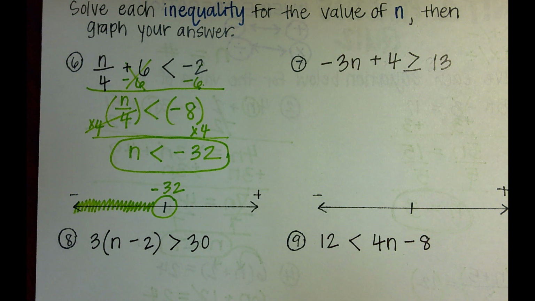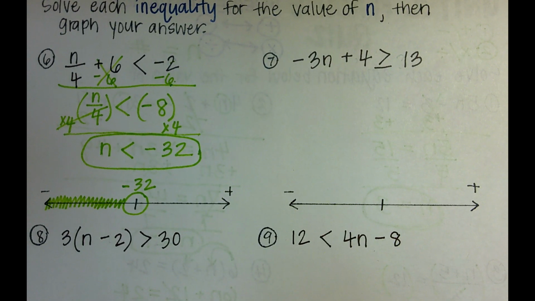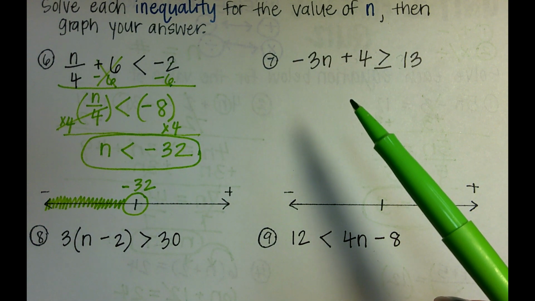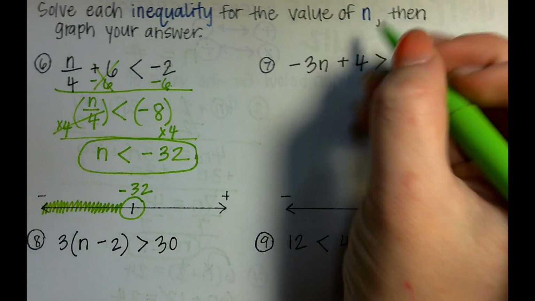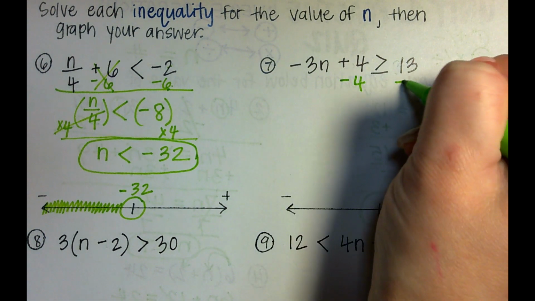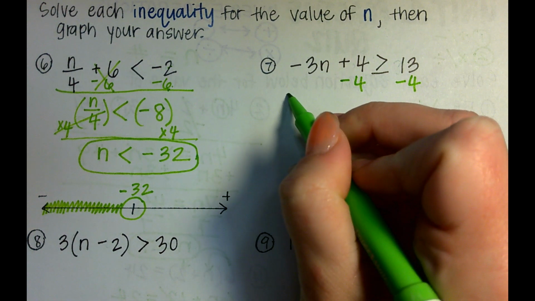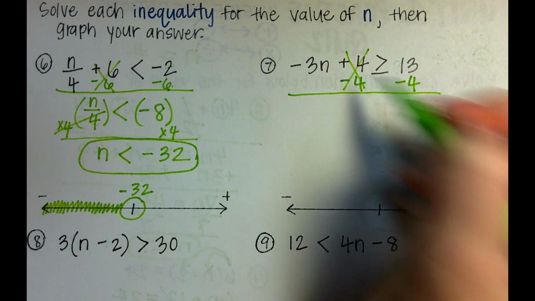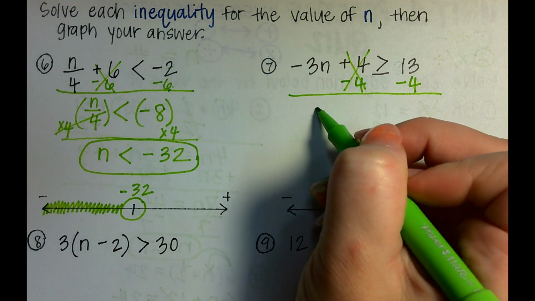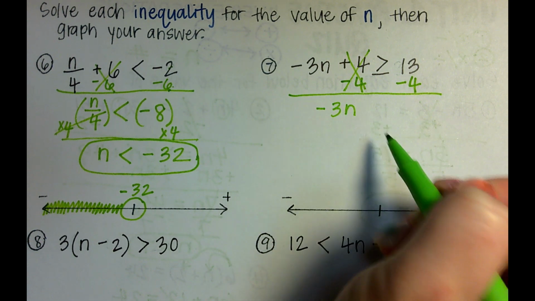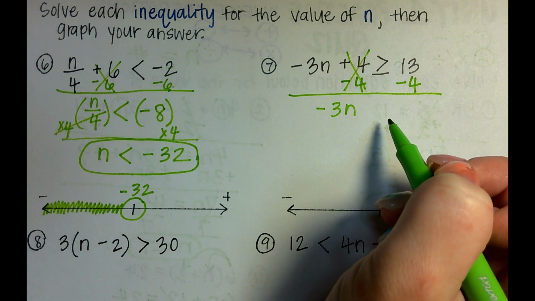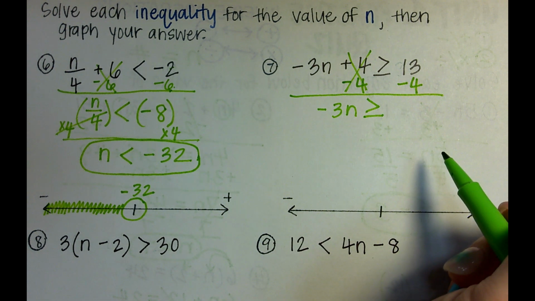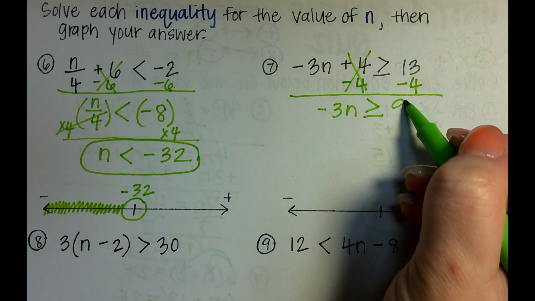Okay, let's look at number 7. What do we do here? Minus 4. Yes, let's subtract 4 from both sides. The 4's cancel out. Good, 4's cancel. Bring down negative 3n greater than or equal to 9.